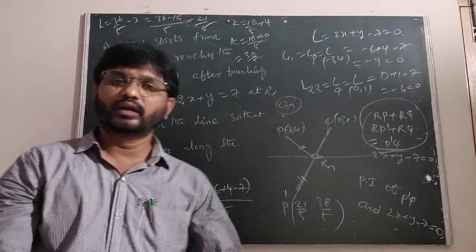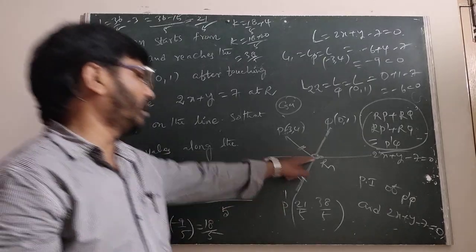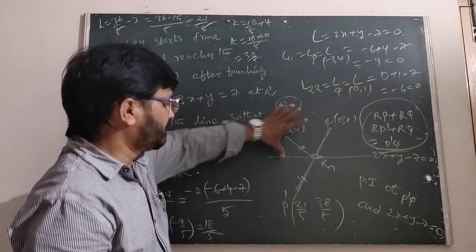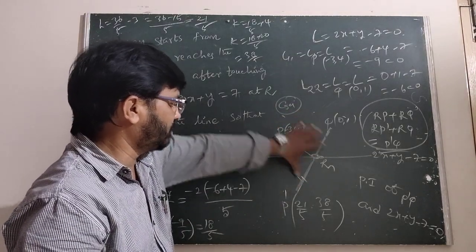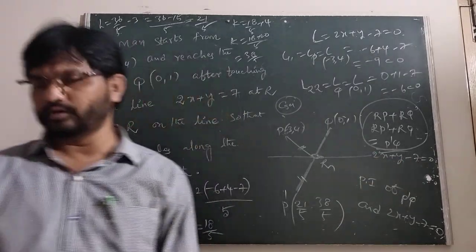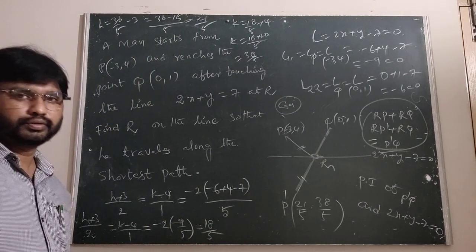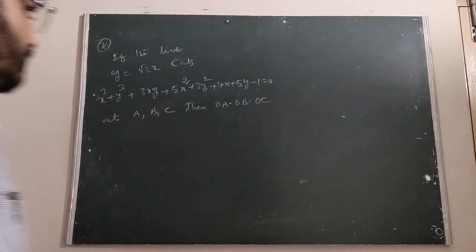But in the question, we are not asked to find the shortest path. You only find the R point. How to find the R point? It is the point of intersection of this line and the line 2x plus y minus 7 equal to 0. Okay. So now we are going to discuss the second one.